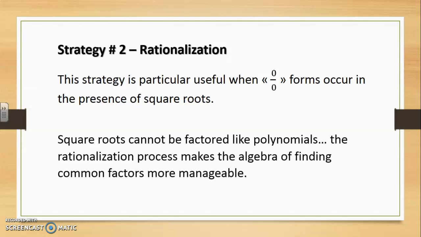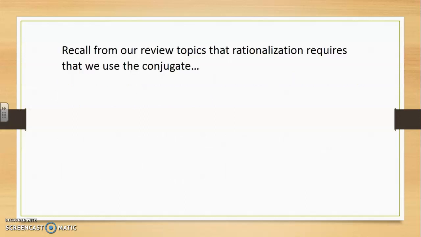Square roots cannot be factored like polynomials. The rationalization process will make the algebra of finding common factors more manageable. Be careful not to apply the factor theorem, as it does not apply to radicals. So remember from our review topics, rationalization requires that we use the conjugate of a term.